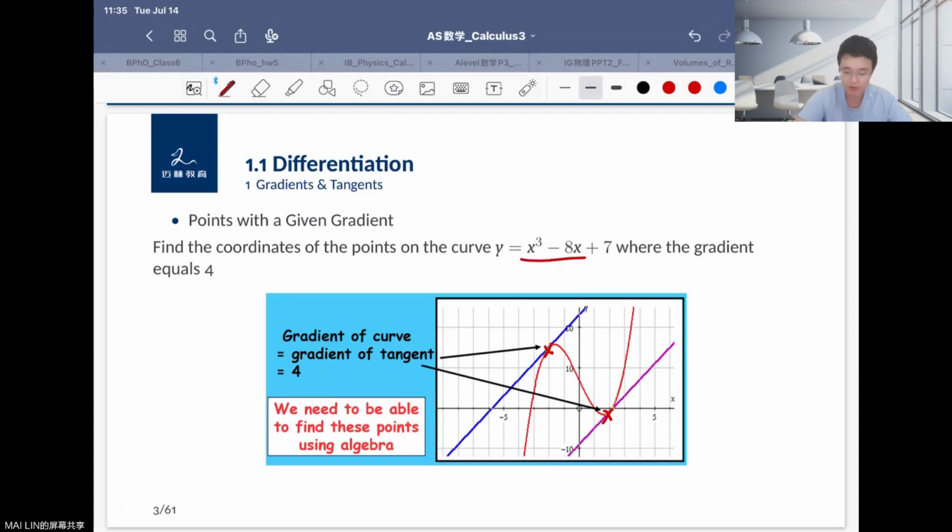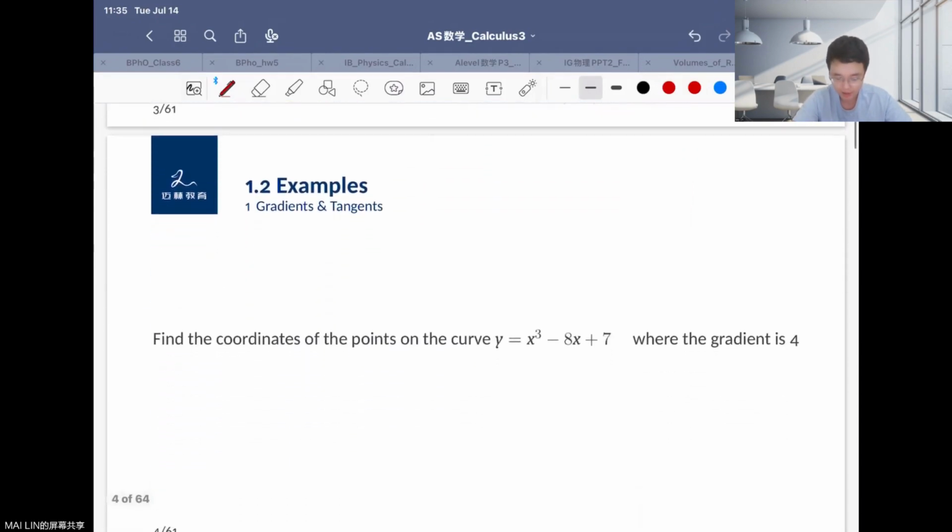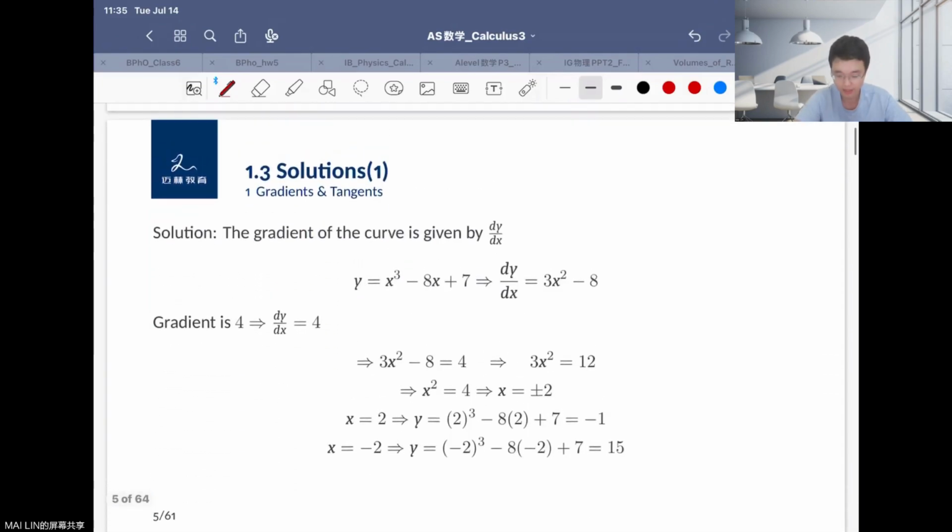First we differentiate x cubed minus 8x plus 7. The derivative is 3x squared minus 8, and this equals 4. Then you can calculate the x value: x equals positive or negative 2. So x equals 2 or x equals negative 2. Then we put the two values into the y function.